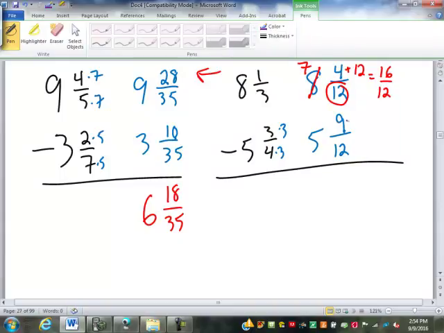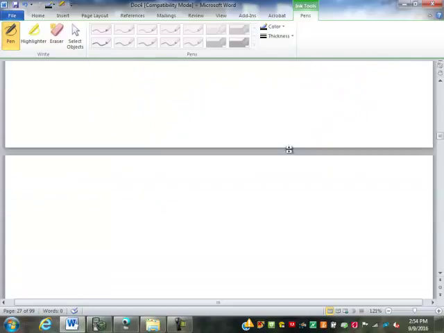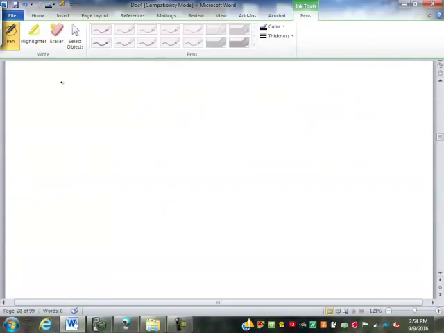So now it's 16 minus 9, 7 twelfths. 7 minus 5 is 2. So 2 and 7 twelfths. So when we borrow with subtraction of fractions, we have to make sure that we use that denominator to tell us how many pieces we really borrowed. Let's do one more example of borrowing with subtraction. Something like 43 and 1/8 minus 28 and 5/6.